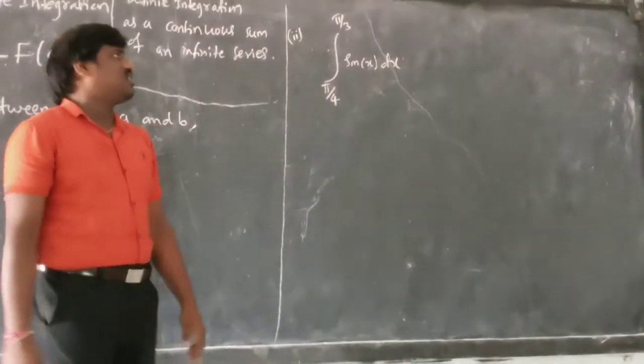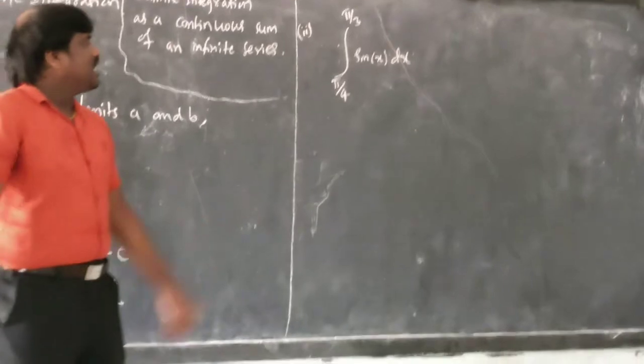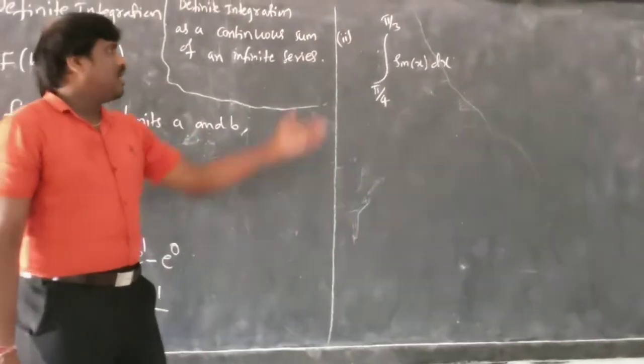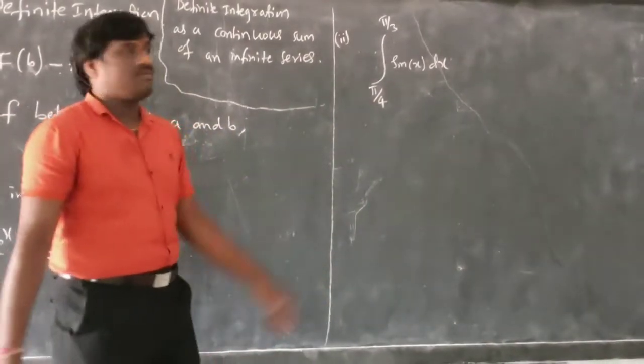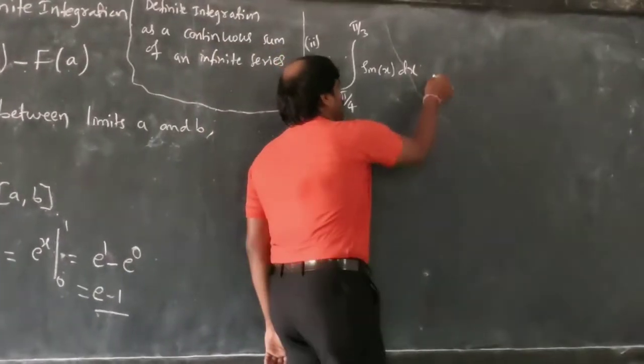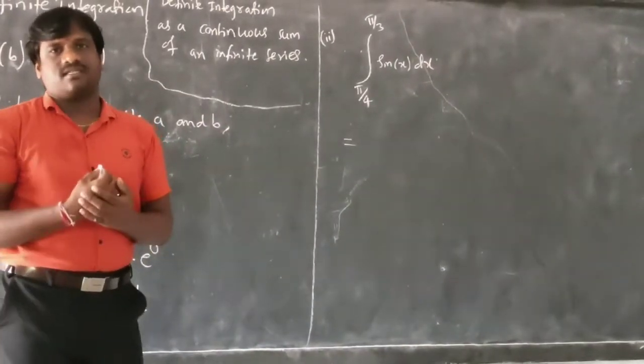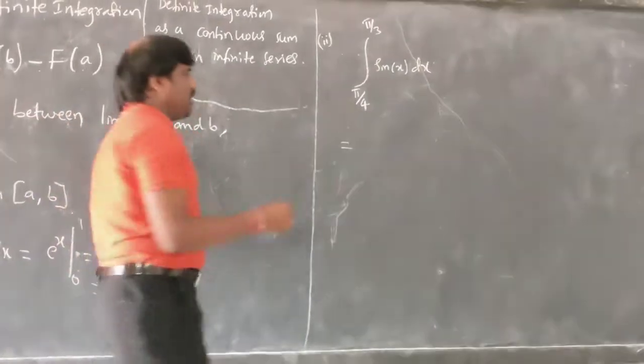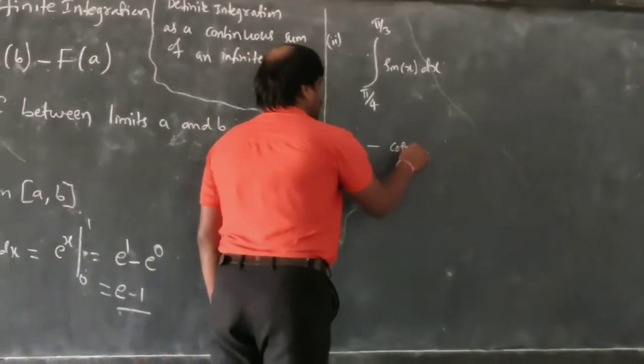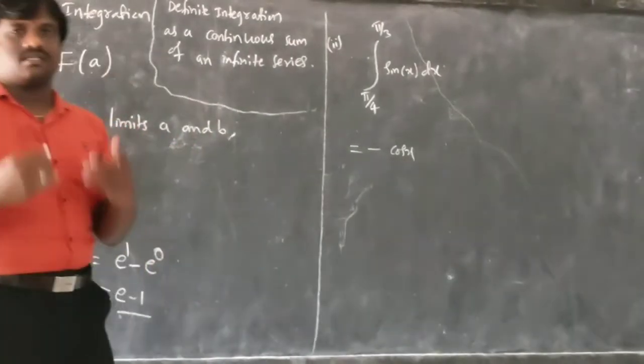You have to find the integration of this. Simple thing, how to find it? Let's find the integration directly. What is the integration of sin x? Let us find here. What is the integration of sin x? Minus cos x. Integration of sin x is minus cos x.